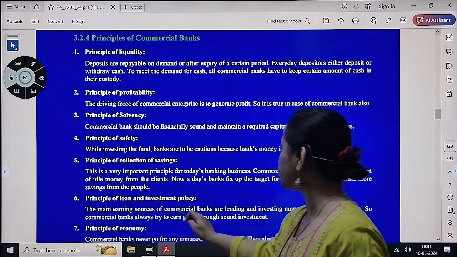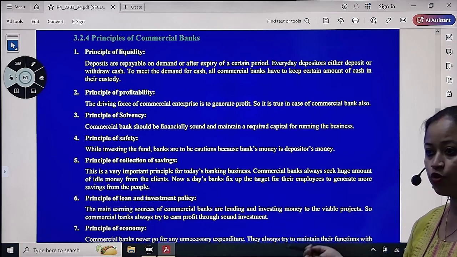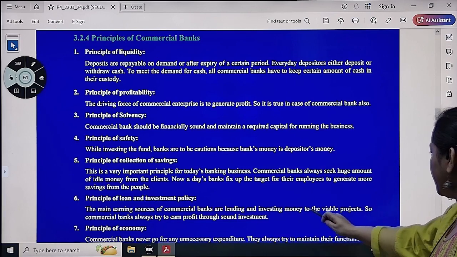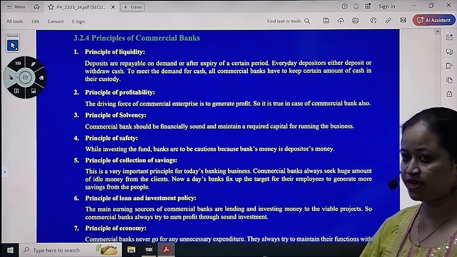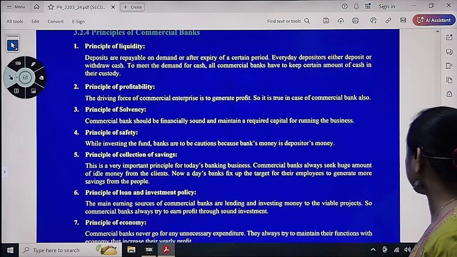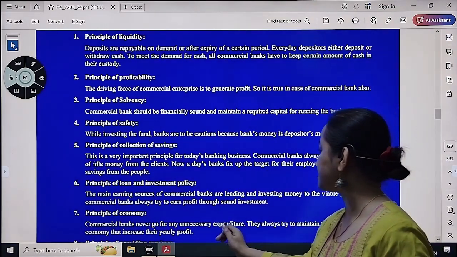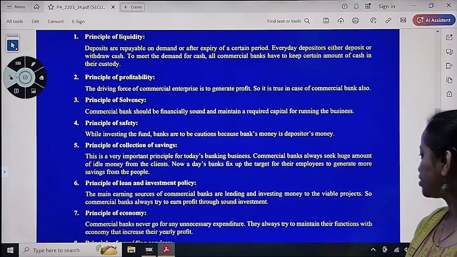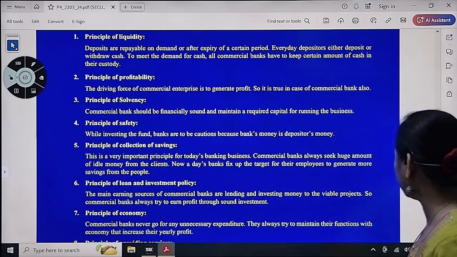So the main earning source of commercial bank is what? Giving loan, that is lending and investing money. Okay, giving loan to other people, giving loan to the business firms, to the viable projects. So commercial banks always try to earn profit through sound investment. Understood this? Now next is principle of economy. Principle of economy is like commercial banks never go for any unnecessary expenditure. Economy ensure karna hai. No unnecessary expenditure. So they always try to maintain their functions with economy that increases their yearly profit.